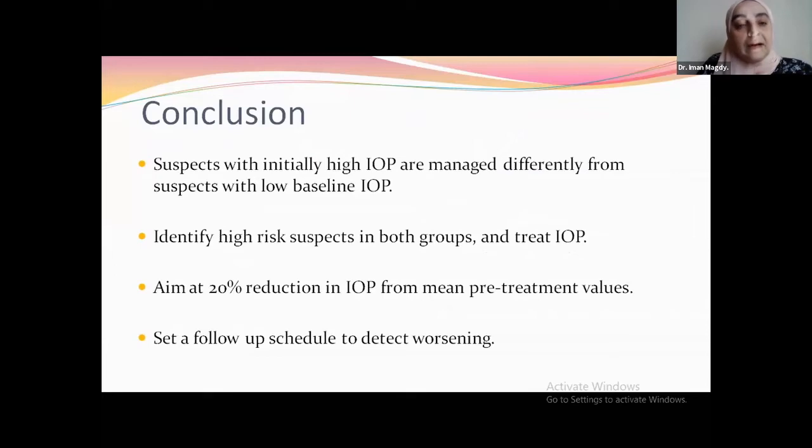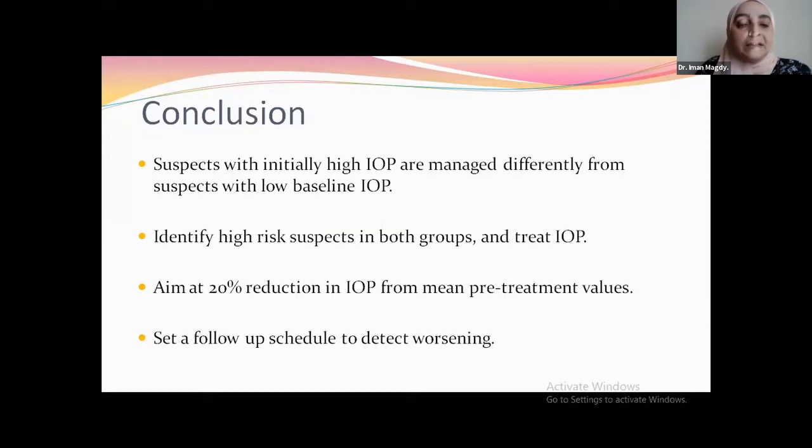To conclude, suspects with initially high IOP are managed differently from suspects with a low baseline IOP, especially if the age is young and the visual acuity is affected. We have to exclude other diseases first. If we confirm that this is a glaucoma suspect, then we identify high-risk suspects from low-risk suspects. We decide whether or not we will treat the IOP.